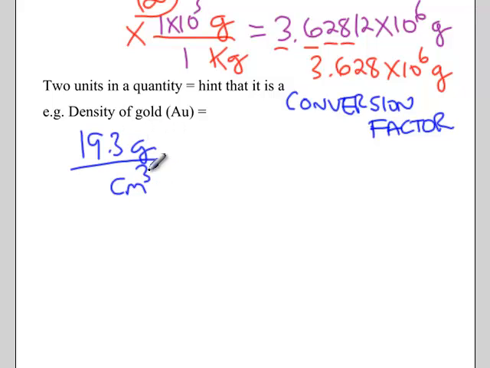So there are our two units. We have the unit mass in grams and the unit of volume, cubic centimeters. There's no number in the denominator, but we know that this means 19.3 grams per 1 cubic centimeter. This is a conversion factor. If we know the grams, we can turn it into cubic centimeters. If we know the cubic centimeters, we can turn that into grams.